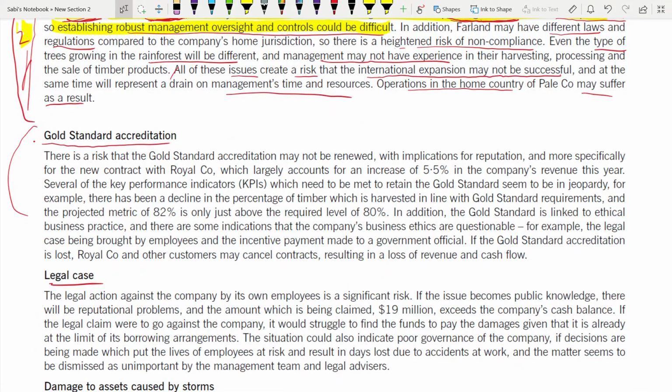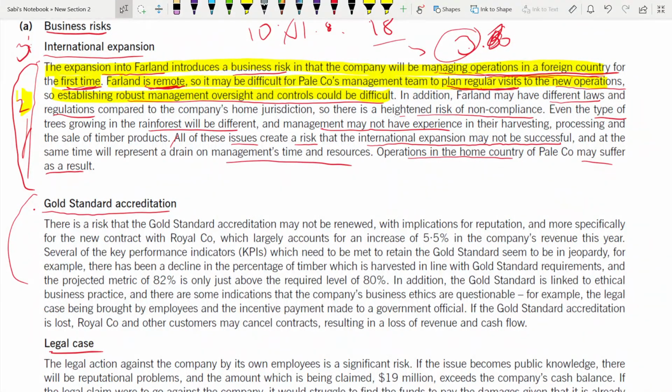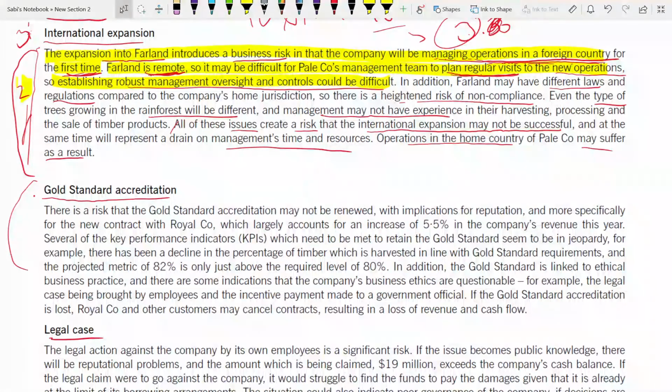Same way I have done for the first one, this is also same. 2 points you write. Okay, but here we are going to have some working, some numbers I can see. There's a risk that the gold standard accreditation may not be renewed. Number one. So because it is not renewed, what will happen? You should always show the impact of that business risk. Okay, this will have an implications for reputation, and more specifically for the new contract with the Royal Company. You see how they are linking with this to the next one, the Royal Company. So wherever you can link like this, one to the other, it's a good technique. You should do it. Link it.